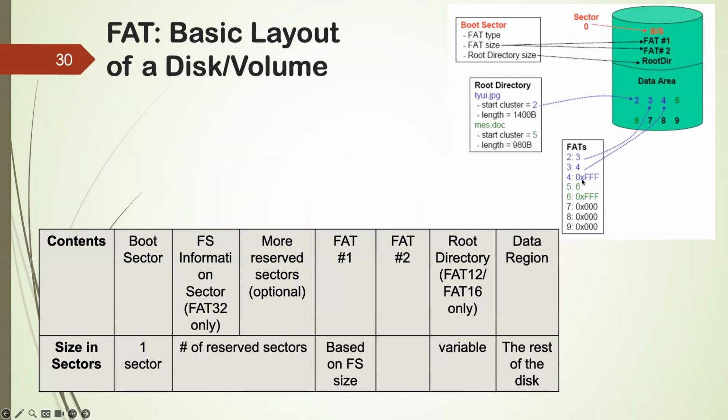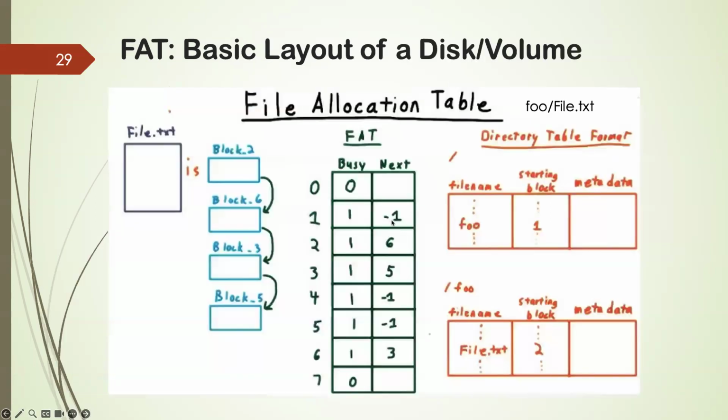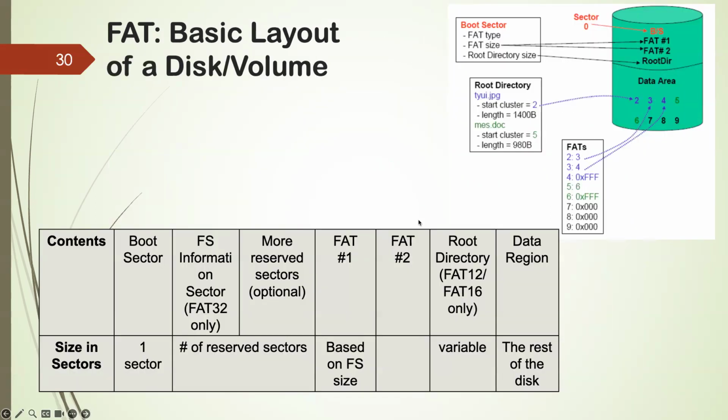And then we have this 0x3fff. This indicates that this is the end of the file. In this table, I represented it with -1, but in actual terms, it's 0xfff. And in different versions of FAT, you will have multiple Fs. Here we have 3, so it's like 2 bytes, or say 1.5 bytes.